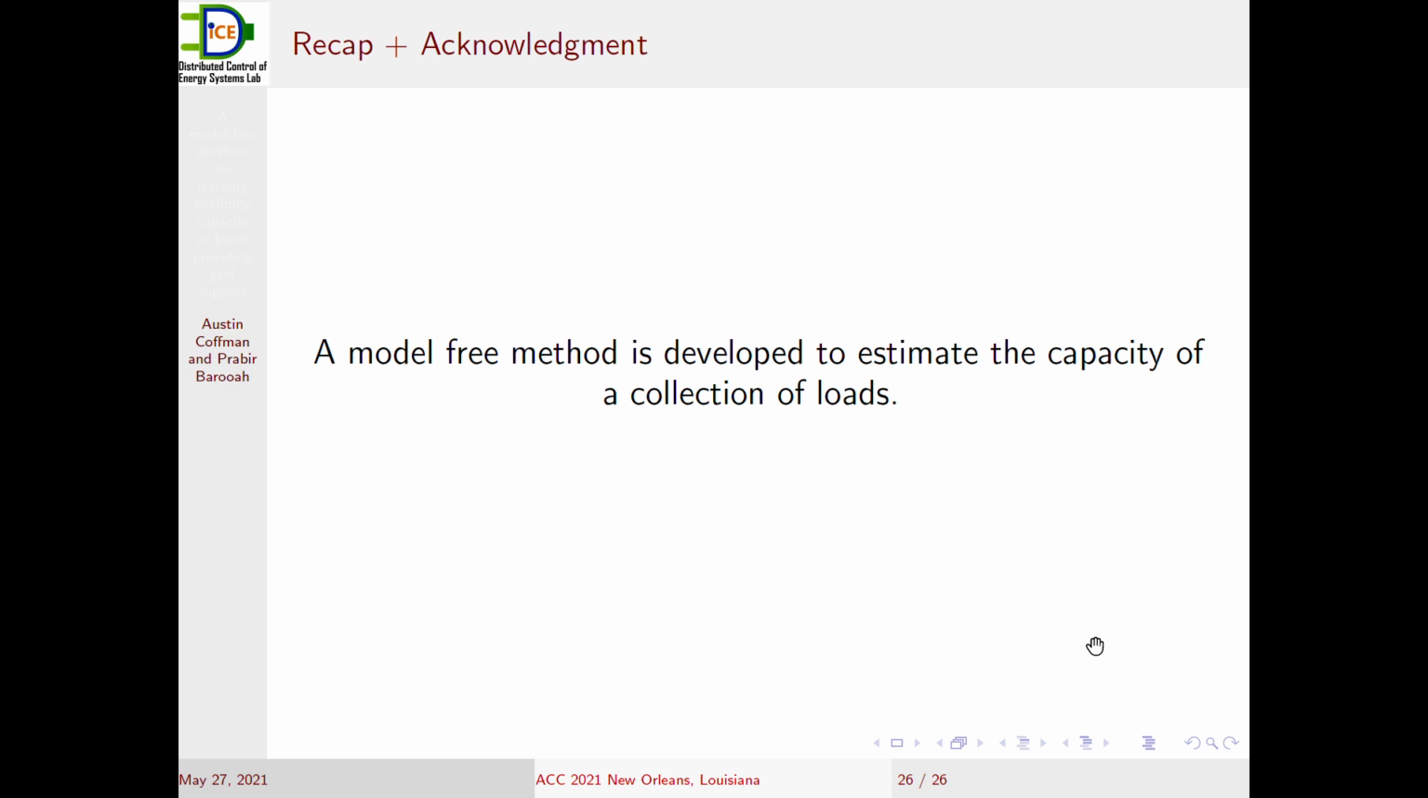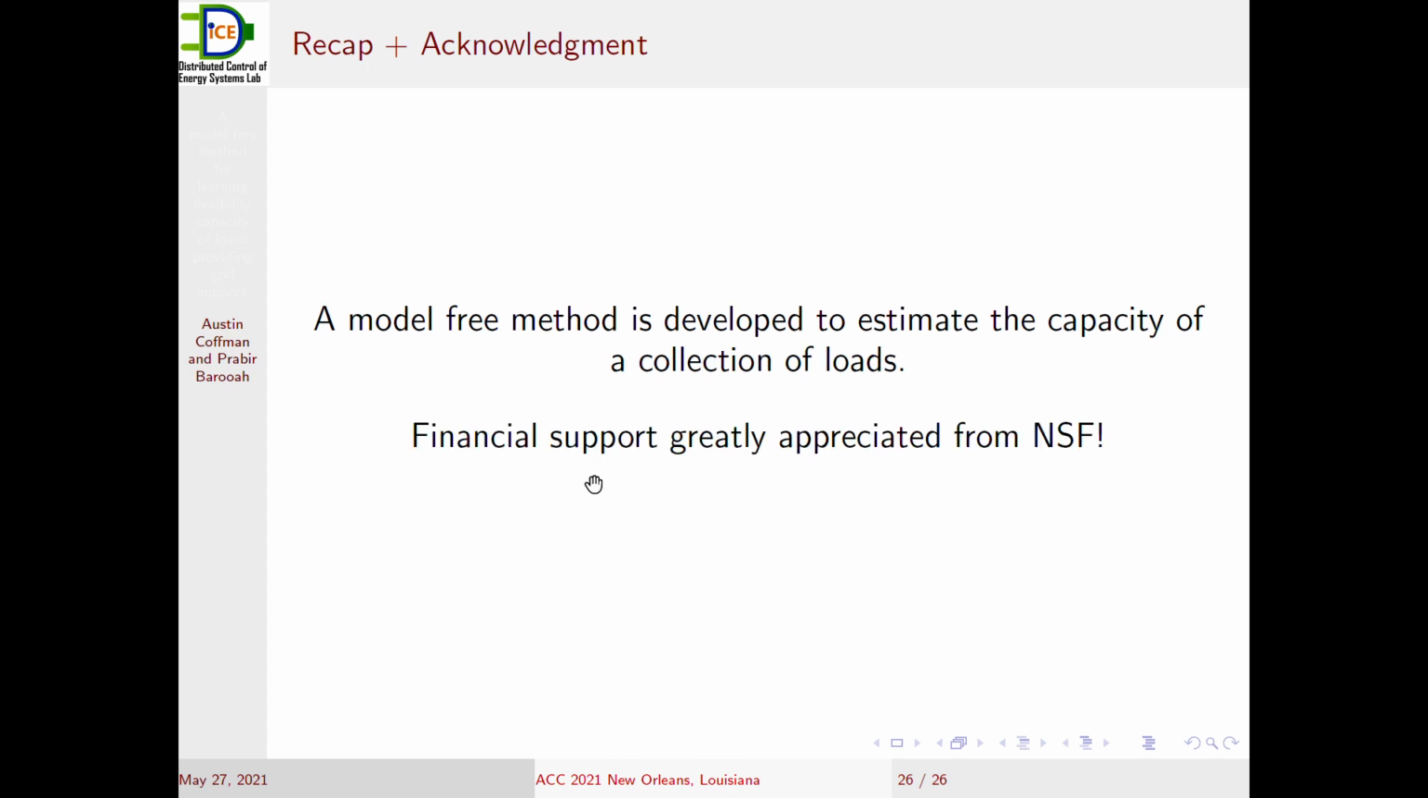So just as a recap, a model-free method is developed to estimate the capacity of a collection of loads, and financial support is greatly appreciated from the NSF.